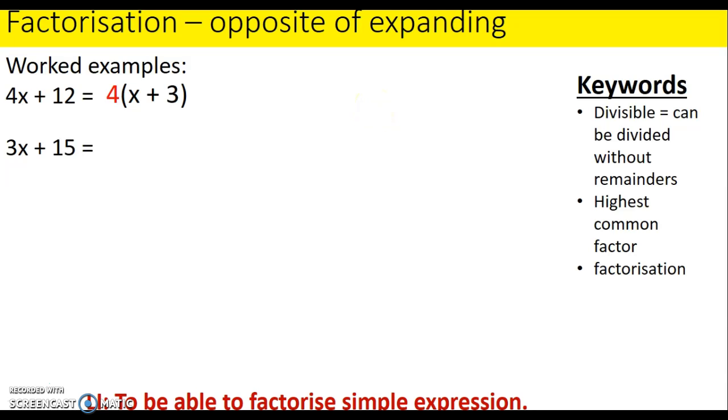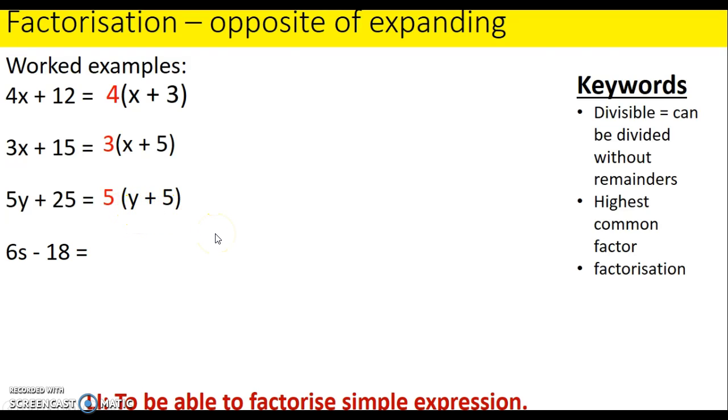You think of a number that could divide 3 and 15 both. That number is 3. Therefore, you have 3 in brackets, x plus 5. Another one, 5y plus 25, is pretty easy and straightforward. You know the highest common factor of 5 and 25 is 5. So 5 is outside the bracket, which is the highest common factor, and y plus 5 is inside the brackets.